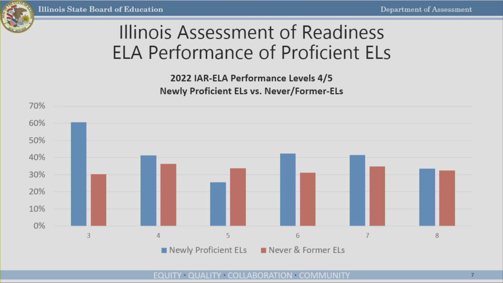Again, the blue bars are the ELs who have proficient scores in 2022 on ACCESS. So they took ACCESS in January, February, then in March they took the IAR, and these blue bars represent the percentage of those students who scored at the highest levels, performance levels 4 and 5. And you can see that our ELs compared to the non-ELs, who are both the never ELs and the former ELs, compare quite favorably in most grade levels, especially at grade 3. Their performance is really strong.